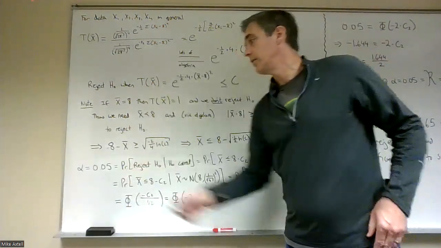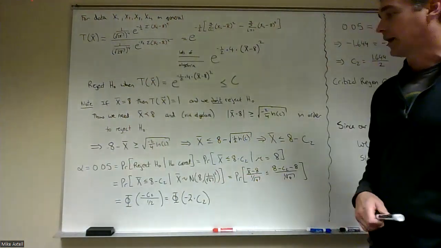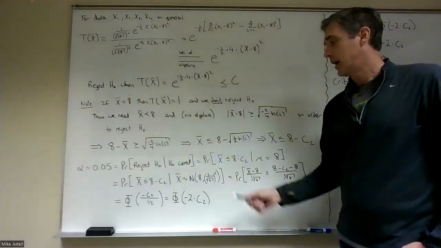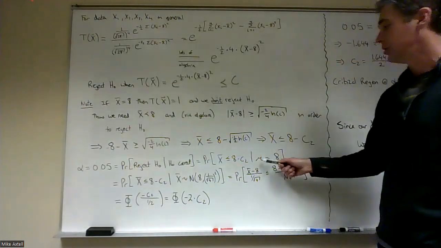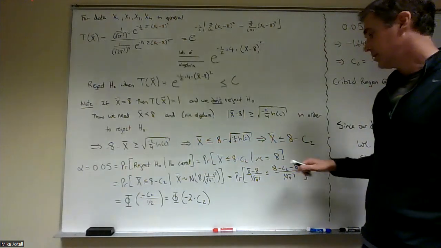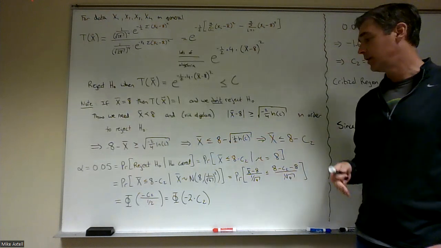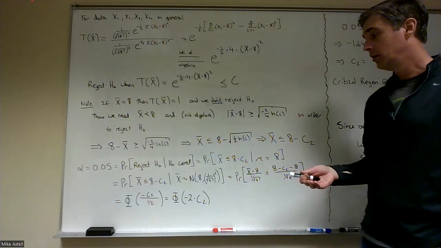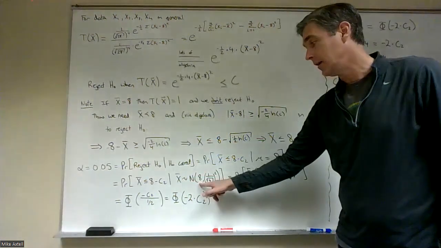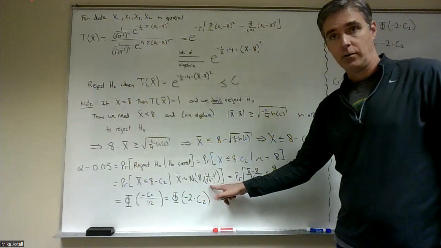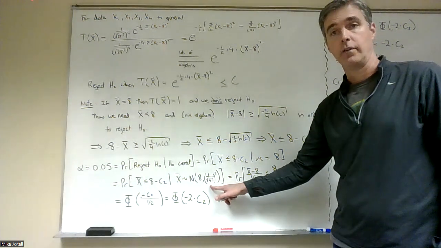We're told to let alpha be 5%. And that's the probability that I reject H0, given that H0 is correct. I now know I'm going to reject H0 when x bar is less than or equal to 8 minus C2. And H0 correct means mu is equal to 8. So what does mu equal 8 mean? Well, it means that my x sub i's were normally distributed with mu equals 8 and variance equals 1. If that's the case, then x bar is normally distributed with the same mean, but the variance is scaled down by 4. That's how we calculate the variance of x bar if we knew the variance of each x sub i.